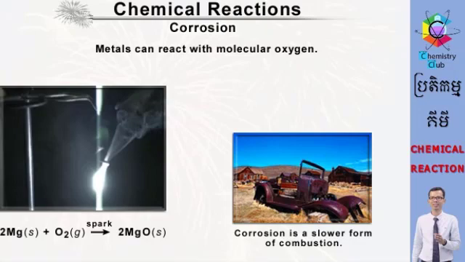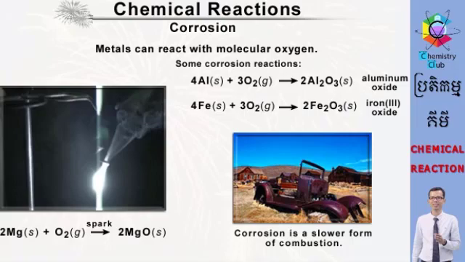The fact that corrosion and combustion reactions differ only in speed has led some people to refer to corrosion as a slow burn. Some products of slower combustion reactions are aluminum oxide and iron 3 oxide, or rust. Notice that these are also combination reactions. They are examples of reactions that can be classified in more than one way.